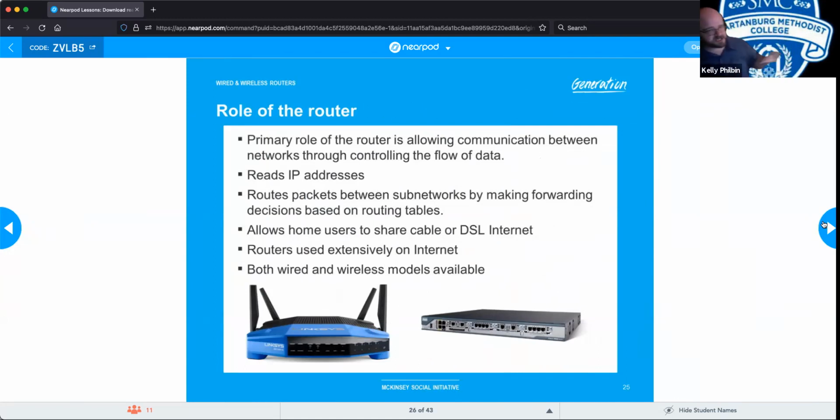It allows home users to share their cable and DSL internet if they want. But remember, like we said, your home router, which may or may not look like this, generally is pretty much like a box now. Those devices are actually multiple devices in one. Whereas in an enterprise setting, you would have a large device like this whose sole purpose is to route traffic. That's all it does. But in your house, it's a wireless access point, it's a switch, it's a router, it's a hub. It's kind of everything in one. And they have wired and wireless models available.